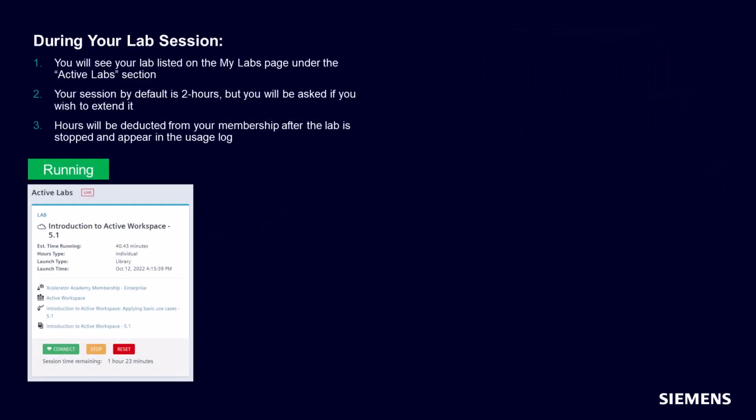During your lab session, you will see your lab listed on the My Labs page under the Active Lab section. Your session by default is 2 hours, but you will be asked if you wish to extend your session when you are close to the 2-hour mark. Hours will be deducted from your membership after the lab is stopped and will appear in the usage log.